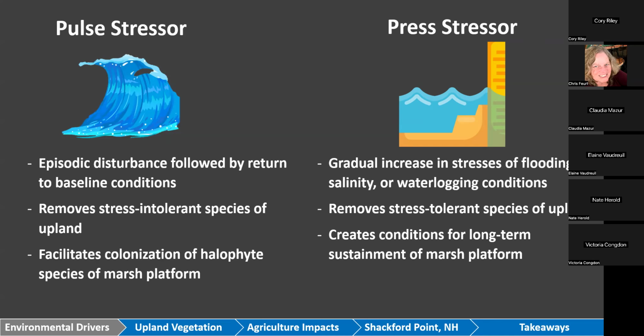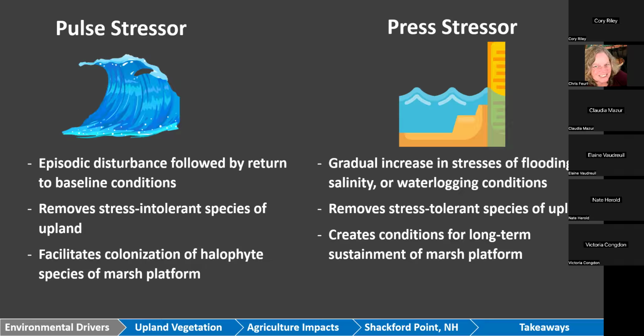So if you're in Maine or New Hampshire or Massachusetts, our February and January storms this year would have been a great example. If you're more in the South or the Mid-Atlantic, you can think of hurricanes, large storms, but you can also think of a pulse stressor as a very large king tide.